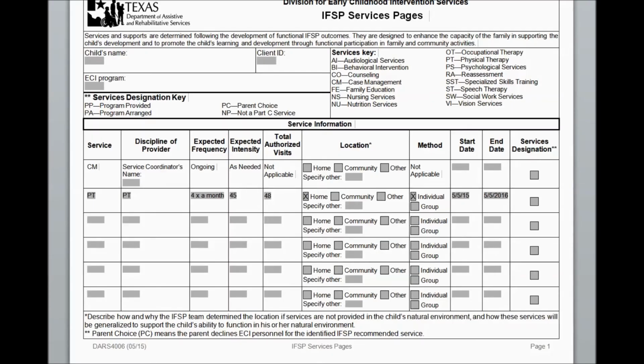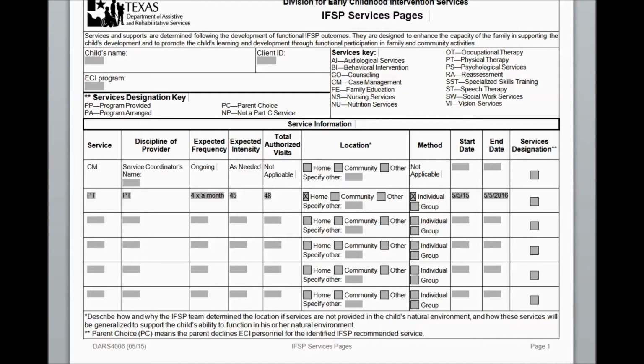Okay, here's another example of how to document parent choice services. Now let's say the ECI team has determined that physical therapy 4 times a month is what the child needs, but the family wants an additional type of service. So not just an additional frequency or additional intensity. This is a whole other type. The family wants a whole other type of service.